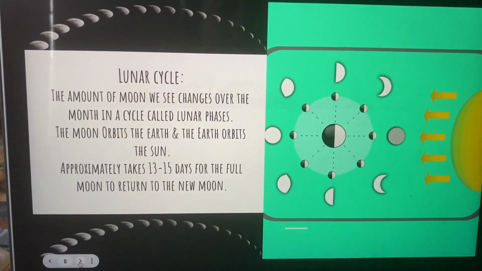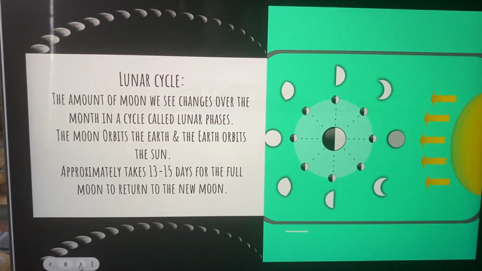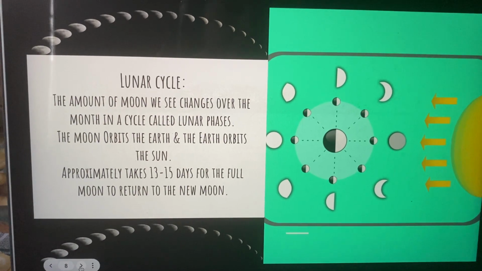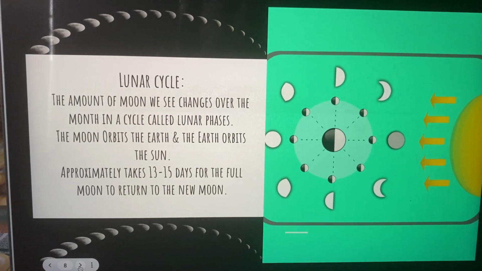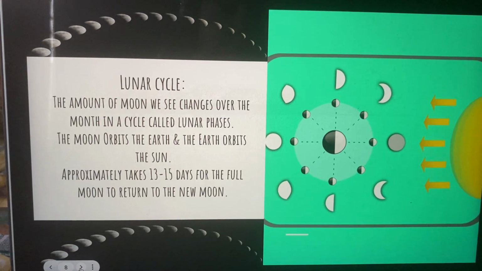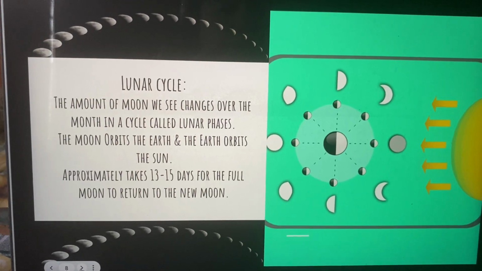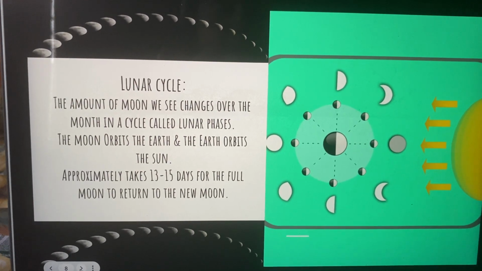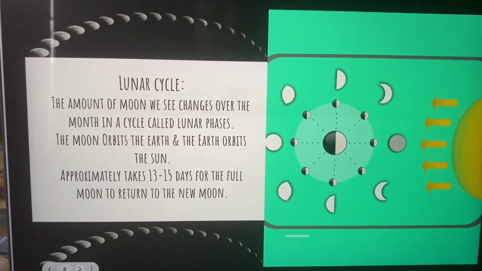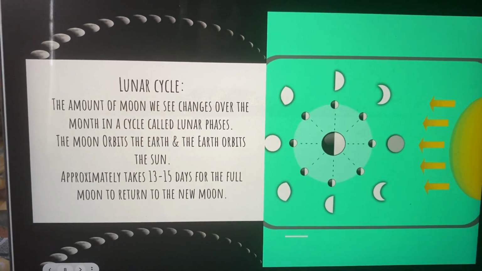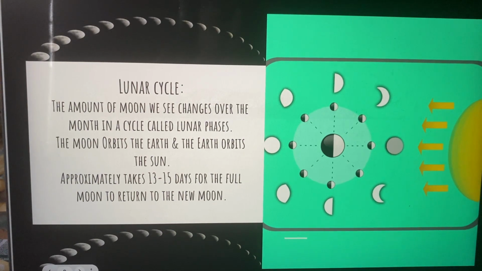The lunar cycle is something we have to go over if we're going to discuss what causes tides. Basically, the lunar cycle is the amount of moon that we see that changes over the month in a cycle called lunar phases. The moon orbits around the Earth, and the Earth orbits around the Sun. That takes approximately 13 to 15 days for the full moon to return to a new moon.